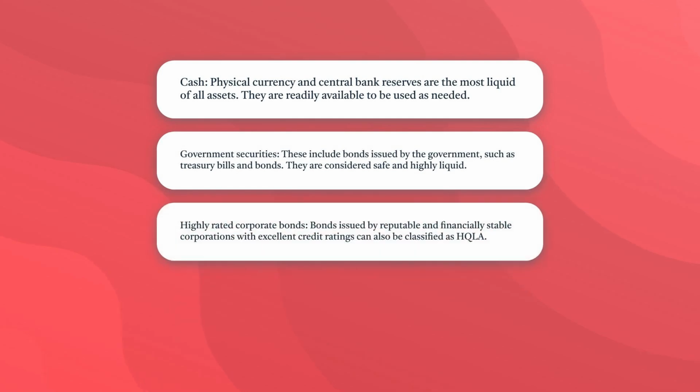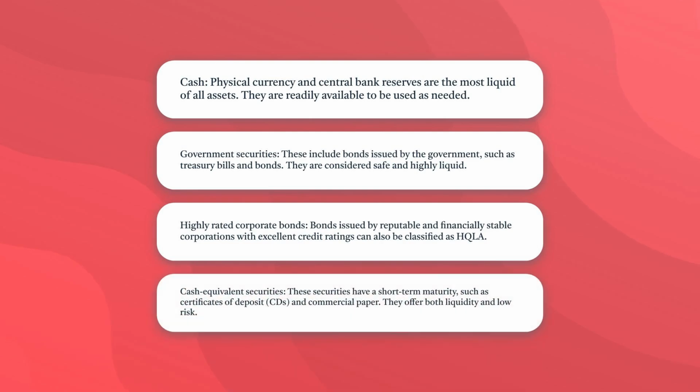Highly rated corporate bonds. Bonds issued by reputable and financially stable corporations with excellent credit ratings can also be classified as HQLA. Cash equivalent securities. These securities have a short-term maturity, such as certificates of deposit, CDs, and commercial paper. They offer both liquidity and low risk.